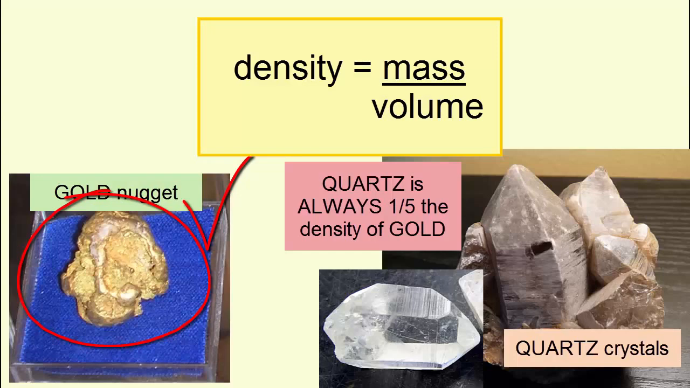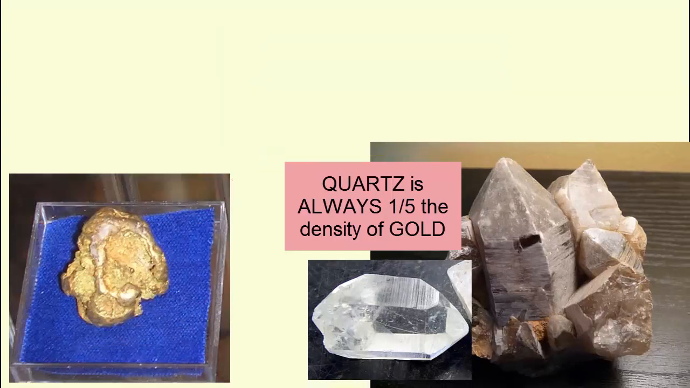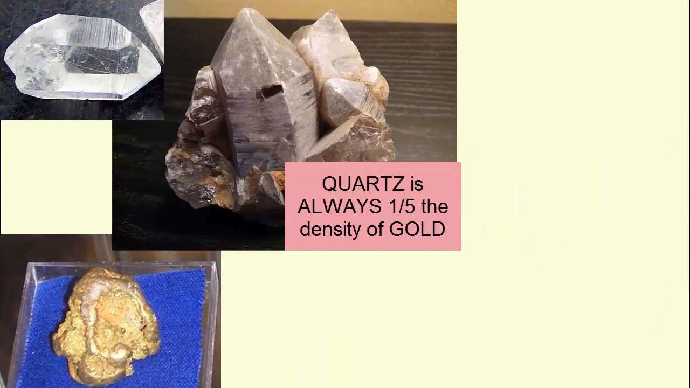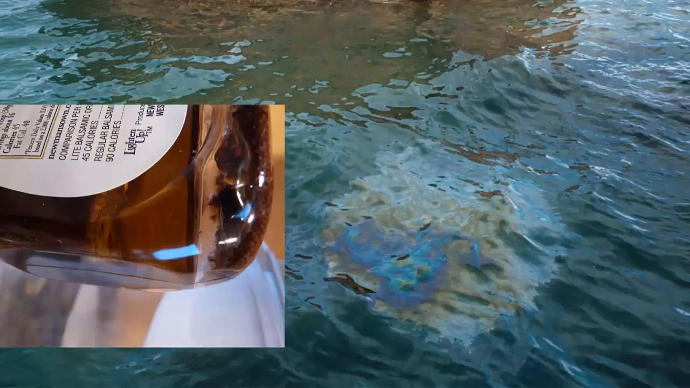Quartz is always 1/5 the density of gold, and if both were molten and floating in a bucket together, the quartz would rise to the top and the gold sink to the bottom. We see this really clearly when we mix oil and water. The denser water sinks under the less dense oil.